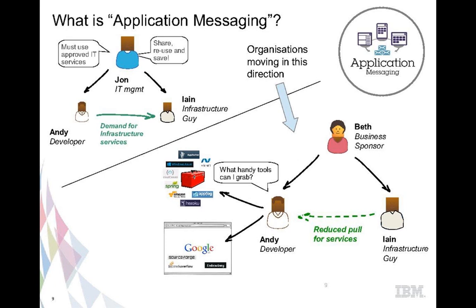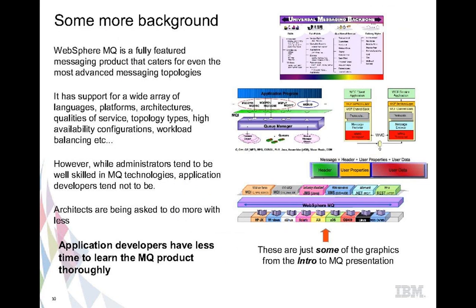So moving on to the next slide. Some more background on MQ. Why are we seeing this shift from MQ to application messaging? That's what this slide speaks about. MQ has support for a wide range of languages, platforms, architectures, quality of services, topologies, configurations, etc. That we have been discussing and working upon. However, administrators tend to be well skilled on MQ technologies to manage and maintain the MQ system enterprise-wide, but developers tend not to be.